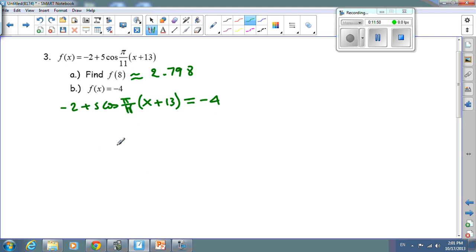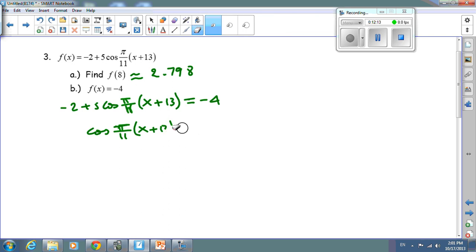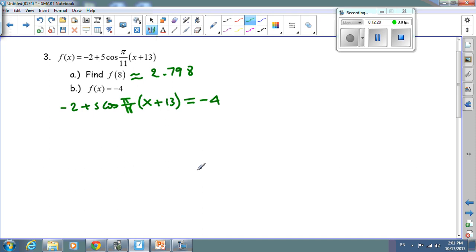By the way, this is 11. You will go on and calculate it, and you will reach the step where you have cosine of pi over 11 times x plus 13 is equal to a fraction. I'm going to give you the final answer so that you do it yourself. I want you to work all this by yourself, and I want you to get to the final answer. What is the final answer?